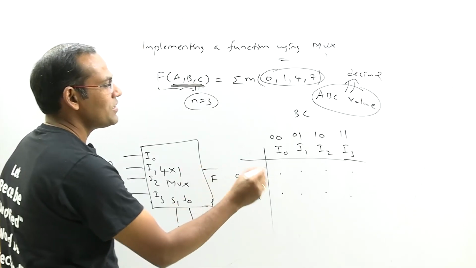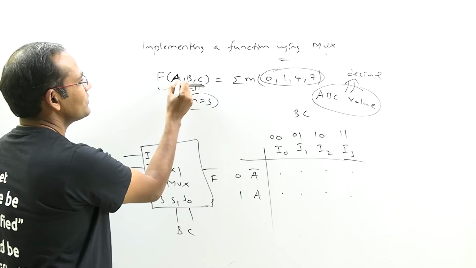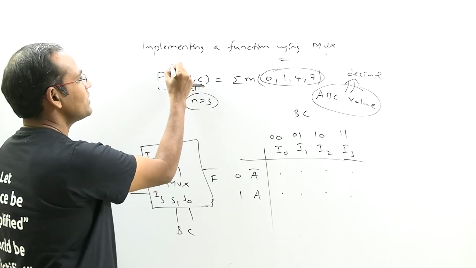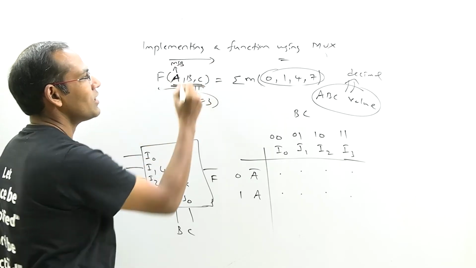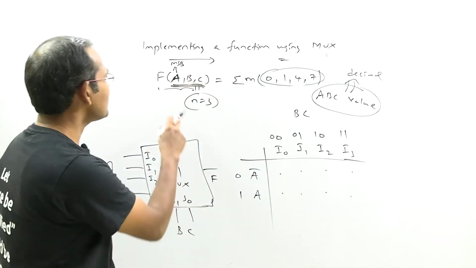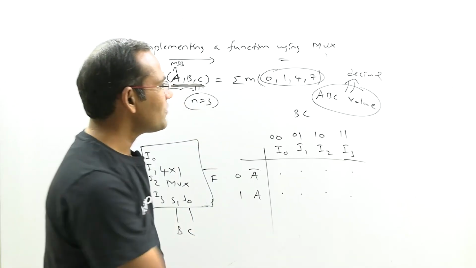The reason for the ABC order is that he said A is the first variable, which means it is the MSB terminal, the most significant bit. So follow the same order, ABC. That's the reason.